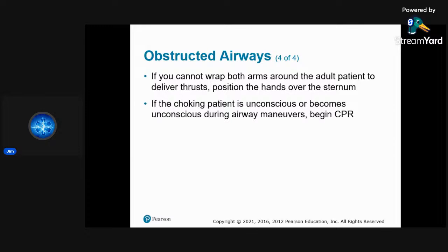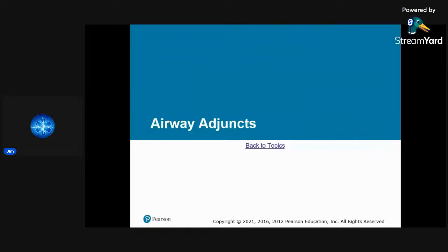If you can't wrap your arms around the adult patient, you're going to deliver chest thrusts, positioning hands over the sternum. And again, if they become unconscious, we're going to start CPR. The only difference is before we give breaths, we're going to look into the airway. If we can see something, we're going to try to remove it, do a sweep.